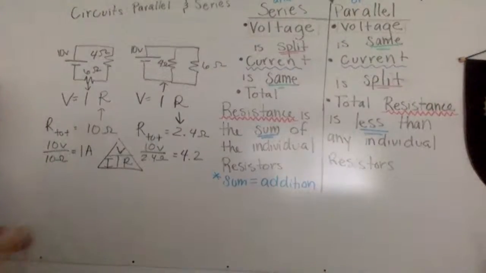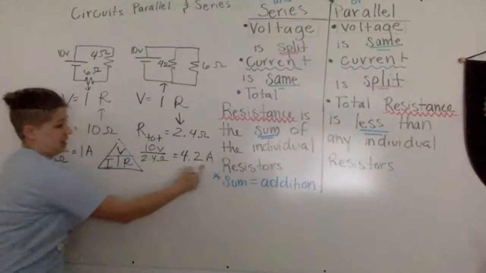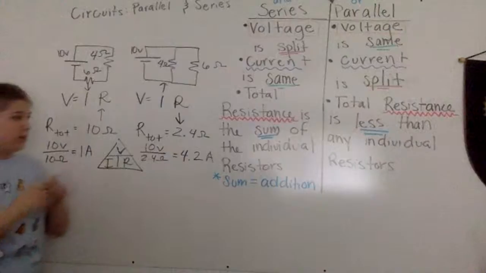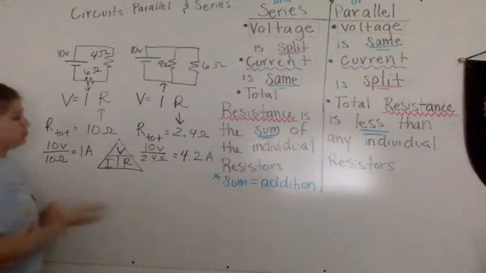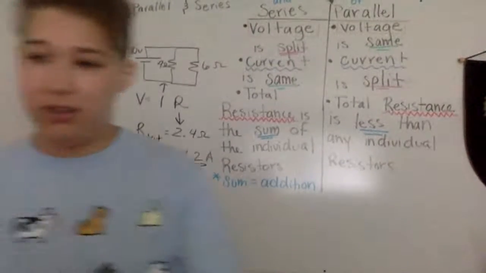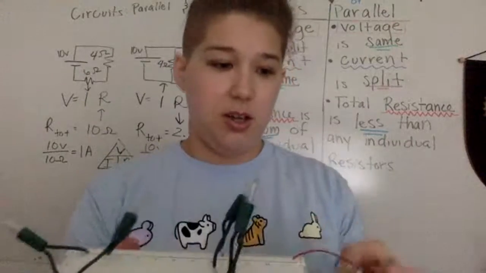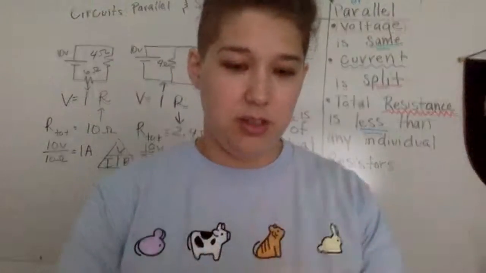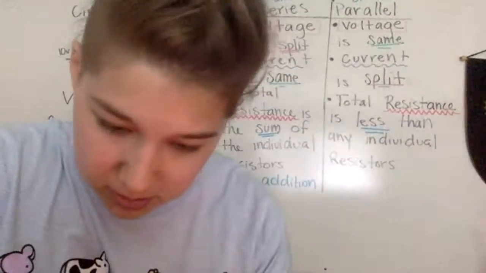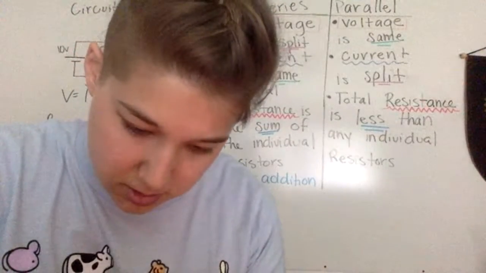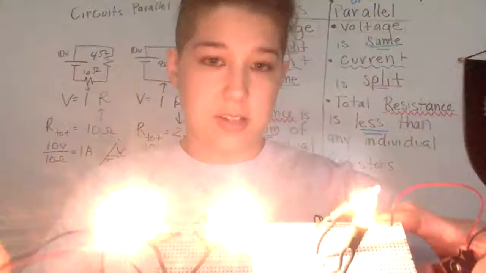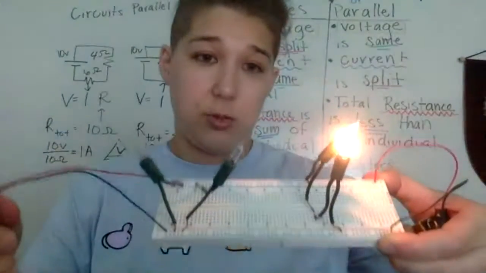So we can see very clearly that this is a lot more current than we got, even though we had the exact same resistors and the same battery. So that is one of the reasons why, when we have our parallels, as we do, our series are much dimmer than our parallel. Let me plug my parallel in here really quick. And so we can see pretty clearly that my parallels are much brighter than my series for this reason.